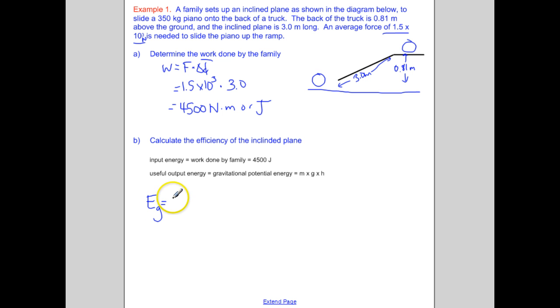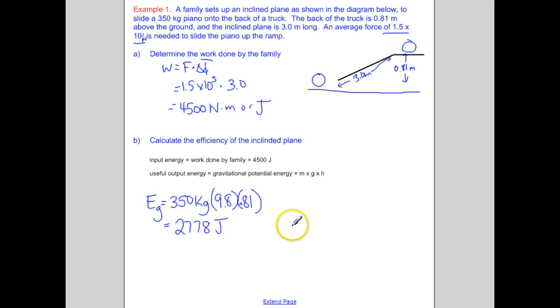And that's our mass of our piano, 350 kilograms, times 9.8 for gravity. And the height, the change in height we're getting our piano is 0.81 meters. So 0.81 meters. And so we end up with a gravitational potential energy of 2,778 joules. So 2,778 joules.